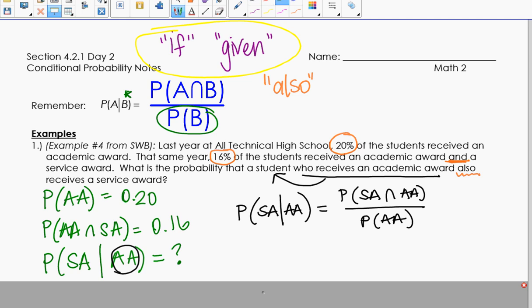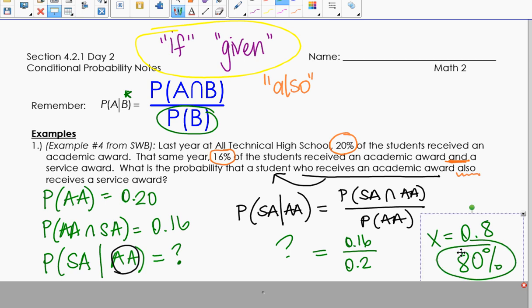So then we're just going to substitute in what we know. This is what we're looking for. Probability of a service award and an academic award is 16%, and an academic award alone is 20%. So if you go through and do 0.16 divided by 0.2, you find your unknown to be 0.8 or 80%. So that means there's an 80% chance that if you have a student in front of you that got an academic award, there's an 80% chance that they also had a service award. Okay.